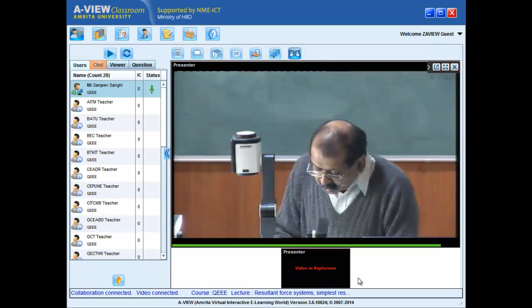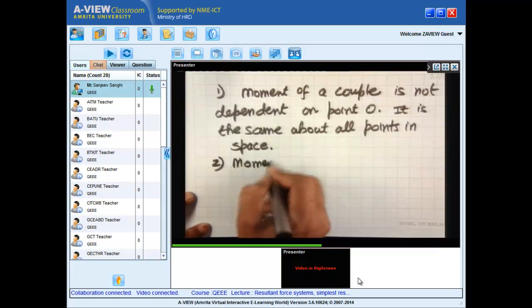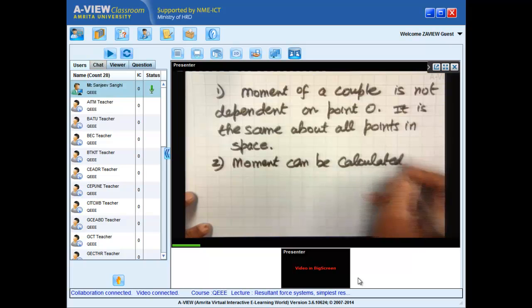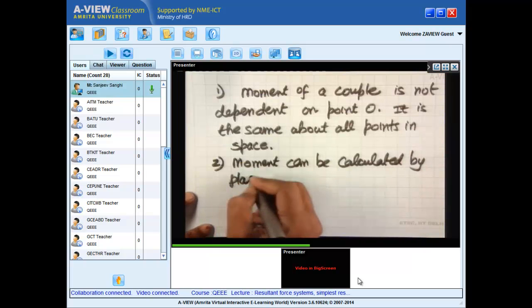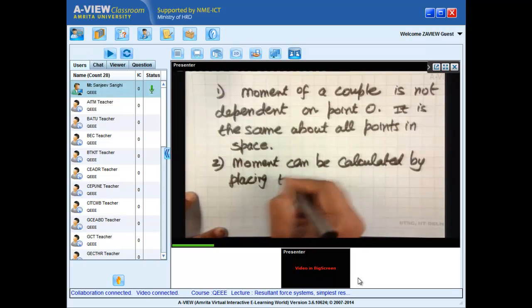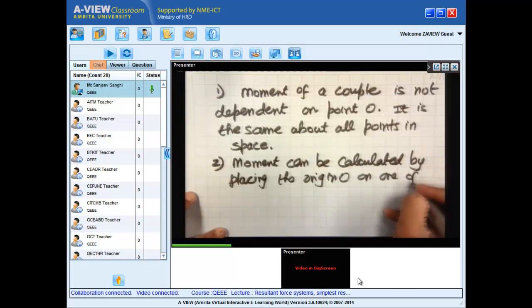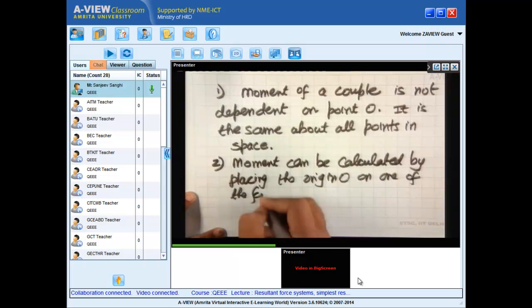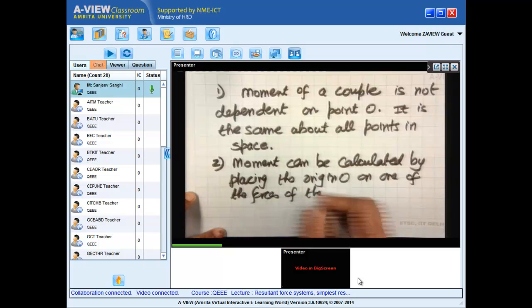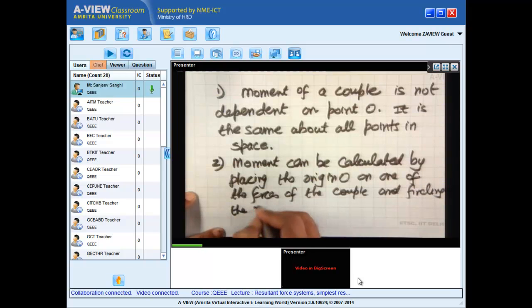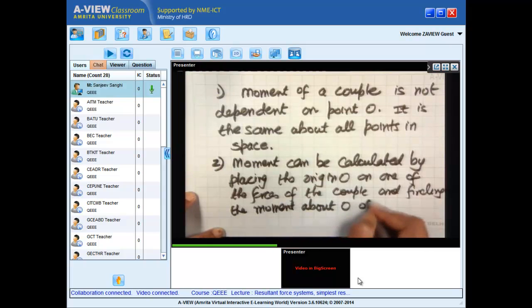And secondly, this moment can be calculated by placing the origin O on one of the forces of the couple and finding the moment about O of the other force.